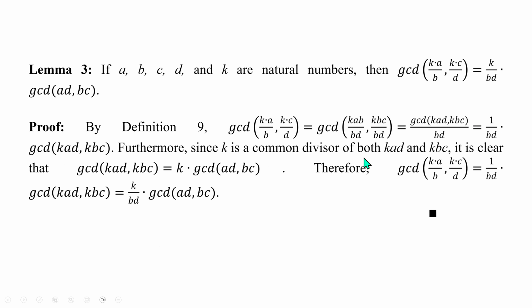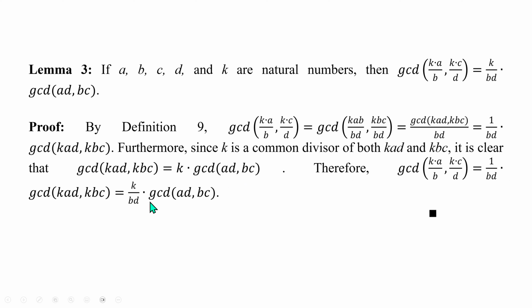Furthermore, since K is a common divisor of both KAD and KBC, it is clear that for the greatest common divisor of KAD and KBC, you can take this K out and just rewrite this as K times the greatest common divisor of AD and BC. So therefore, the greatest common divisor of this thing here is equal to 1 over BD times the greatest common divisor of KAD and KBC.